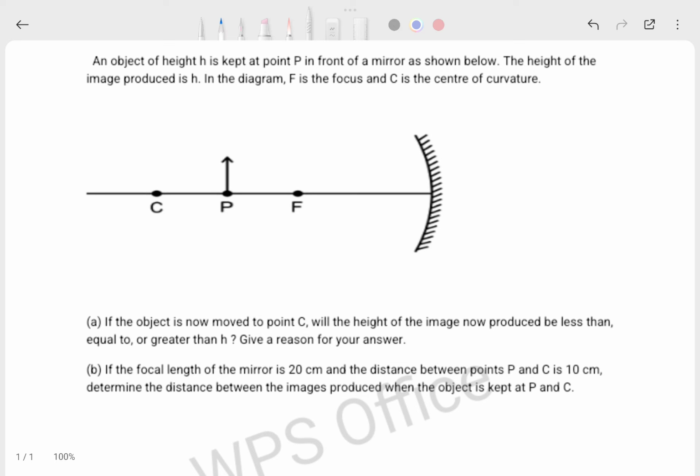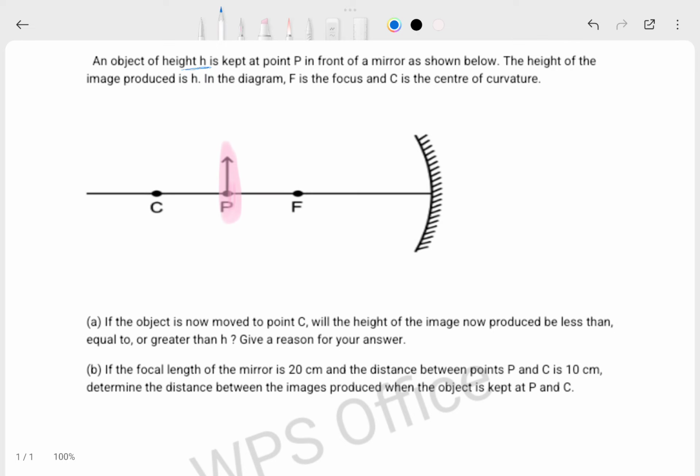In this video, we are going to solve one problem related to the concept of the mirror formula. In the problem, it is given that an object of height h is kept at point P. This is an object which is kept at point P and whose height is h. This is given to us.